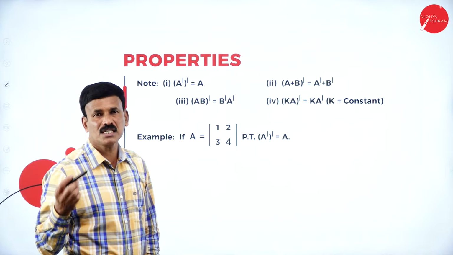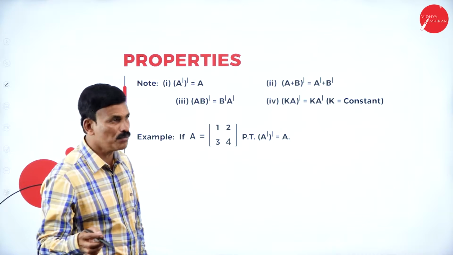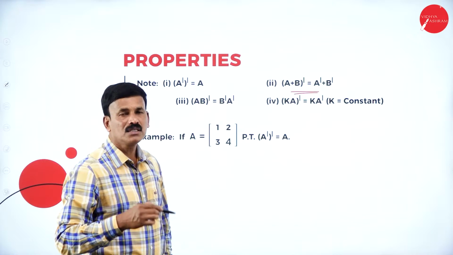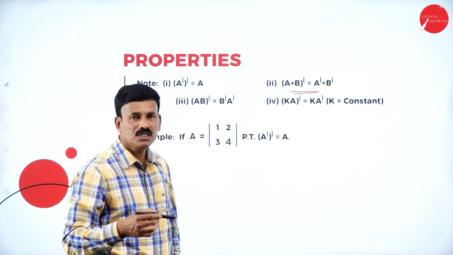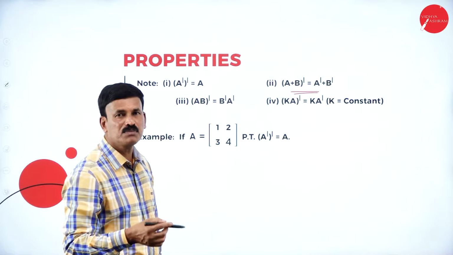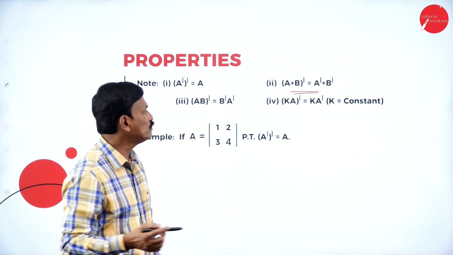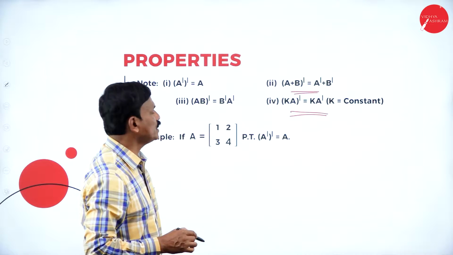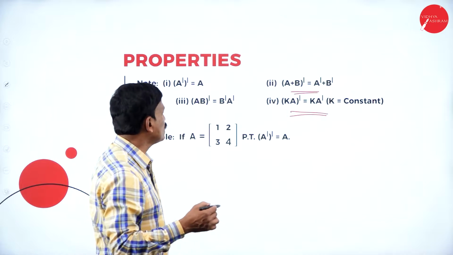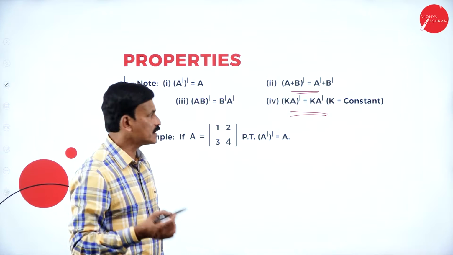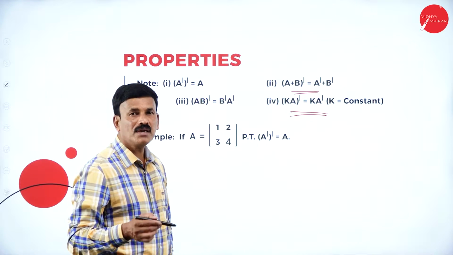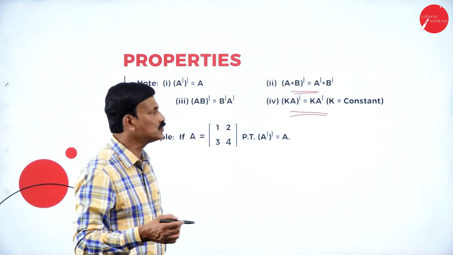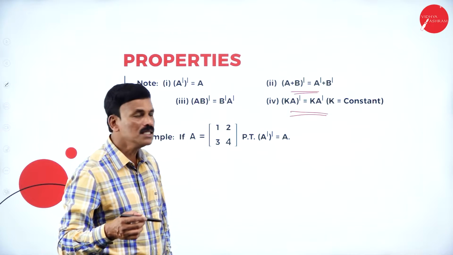The transpose of a transposed matrix is always equal to the same matrix. And (A plus B) whole dash, if you transpose A plus B, is equal to A dash plus B dash. Suppose K is any constant, then (K into A) whole dash is equal to K into A dash. If you multiply a matrix with a constant and transpose it, or transpose a matrix and multiply by a constant K, it is the same. So (kA) whole dash is also equal to k into A dash, where k is a constant.